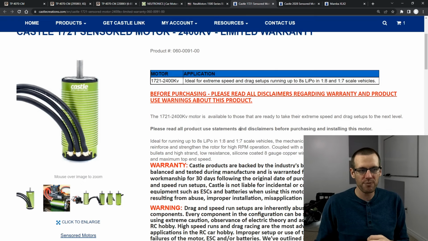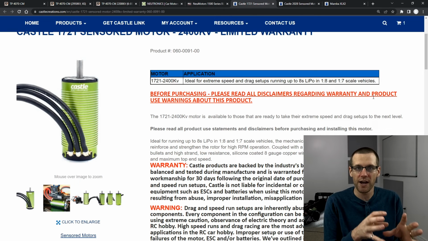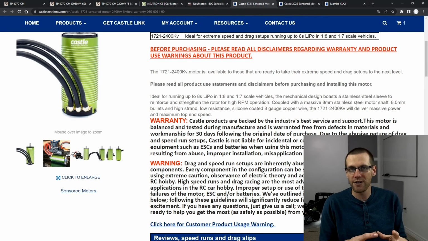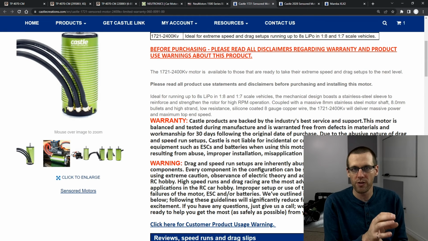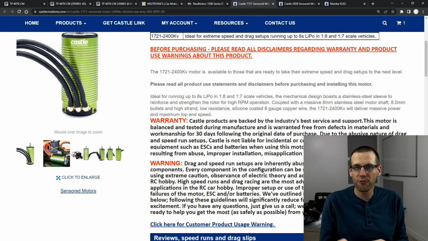Just a quick point here, you can see before purchasing, read all the disclaimers regarding warranty and product usage warnings about this specific item. And then you can see a bunch of bold letters used here. Now, this is all done because this is a very high performance motor that can perform to an incredible capacity. And because of this, it can blow out a lot of electronics. And this is why you see all of these warnings. And this is true not just for this specific motor that we're talking about, but this is true for all of the motors that we're talking about, where their high performance nature can easily draw so much current from your speed control that it actually can destroy it as well as potentially the batteries that you're plugging into it. So keep that in mind when you're dealing with these high top performing brushless motors.